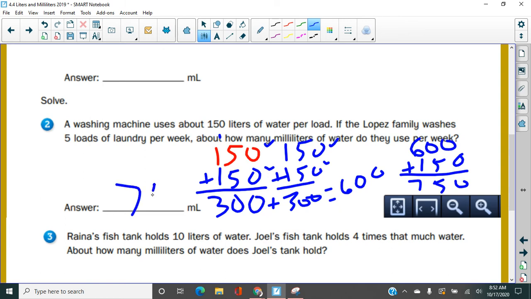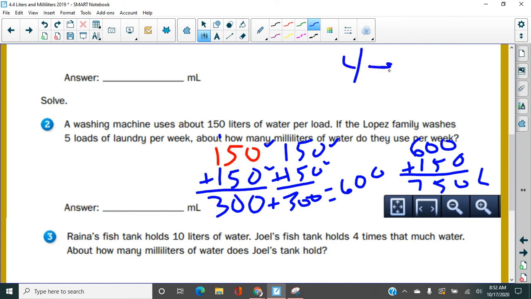Now I cannot put 750 right there. Why not? Because it's not milliliters. That's liters. L for liters. So I need to multiply times 1,000. When we multiply times 1,000, it's just like adding three zeros. We saw that earlier.